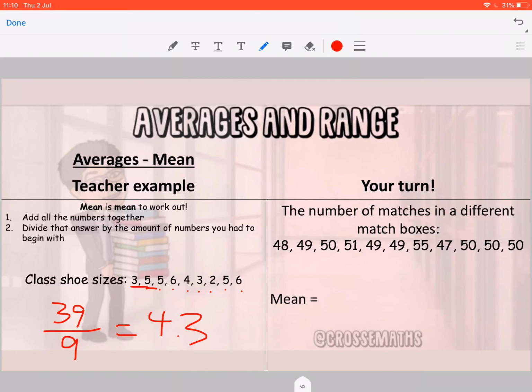Make sure that example's copied down. Right then, the one on the right hand side: if I add all my numbers up, 48 plus 49 plus 50 plus 51 plus 49 plus 49 plus 55 plus 47 plus 50 plus 50 plus 50 gives me 548. I'm going to divide that by 11 numbers, which gives me 49.8 for my mean. And it's literally that straightforward.